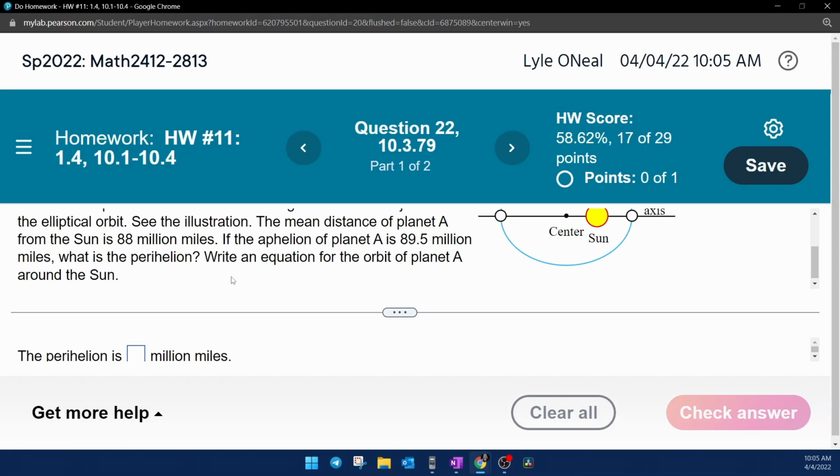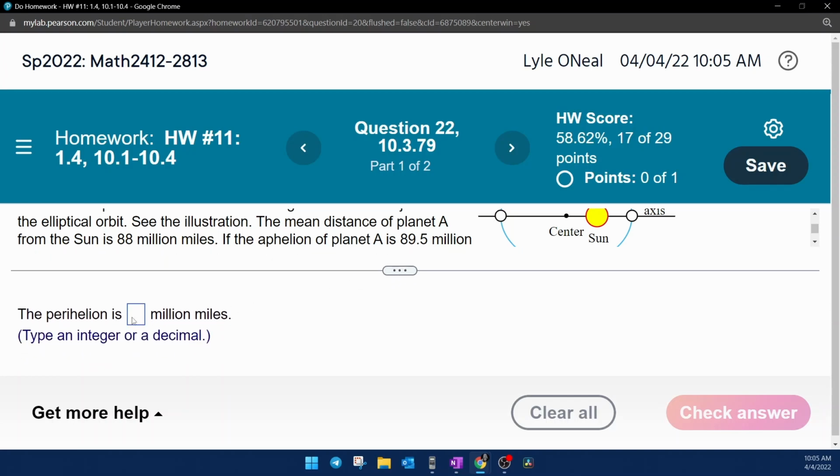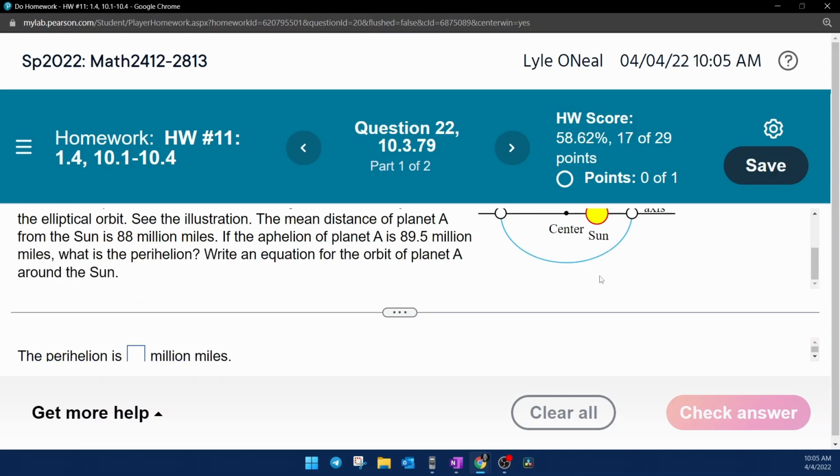And then they want us to write an equation of the orbit of planet A around the sun. So if we scroll down, we're going to see first that it wants the perihelion value, and then we're going to have to write the equation. So the first thing I probably should do is recopy this picture over into my scratch work and note the distances that they mention.